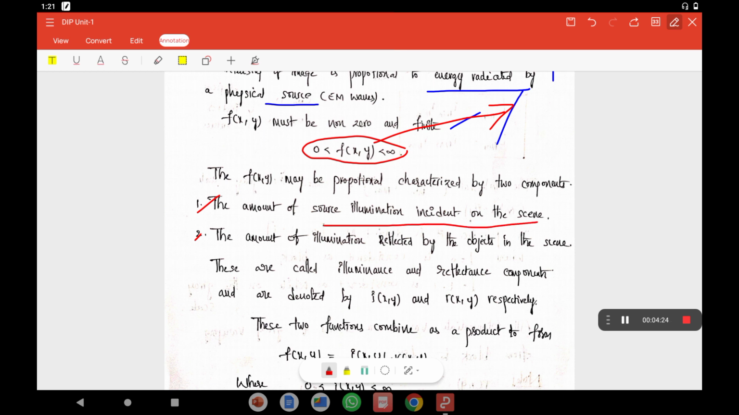That means whatever the object we are going to focus on, the amount of source illumination present on the corresponding scene, and second, it also depends on the amount of illumination reflected from the objects of the scene. So here, how much light falls on the object, and the second thing is how much light reflection comes. Based on these two parameters, we can define the corresponding image.